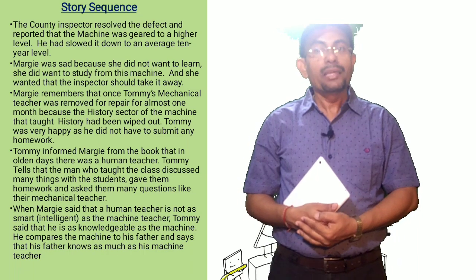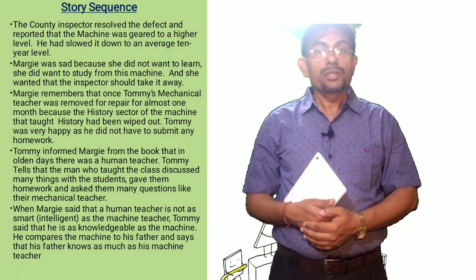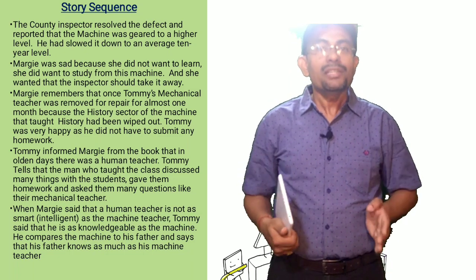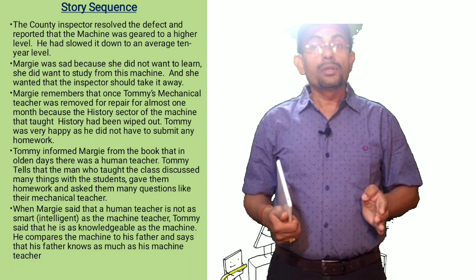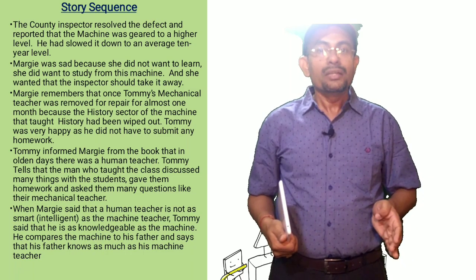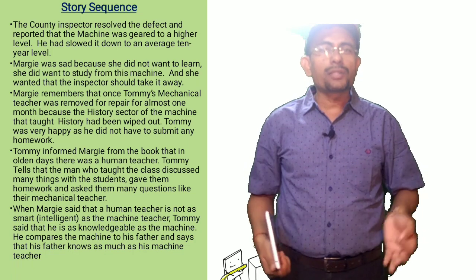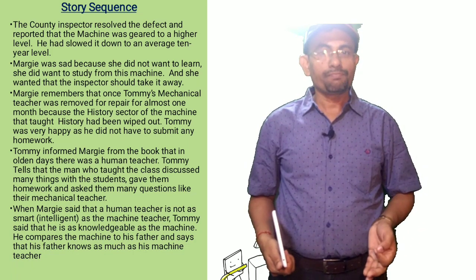Tommy informed Margie from the book that he found, of course, that in olden days there was a human teacher. Tommy tells Margie that the man who taught the class discussed many things with the students, gave them homework and asked them many questions like their mechanical teacher.